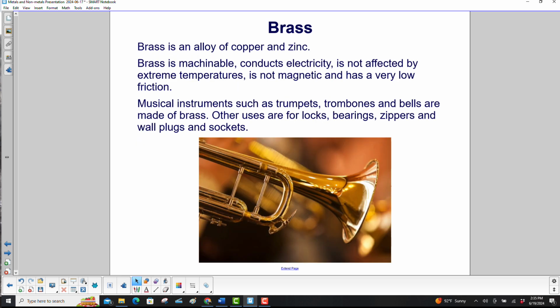Brass is an alloy of copper and zinc. Brass is machinable, conducts electricity, is not affected by extreme temperatures, is not magnetic, and has a very low friction. Musical instruments such as trumpets, trombones, and bells are made of brass. Other uses are for locks, bearings, zippers, and wall plugs and sockets.